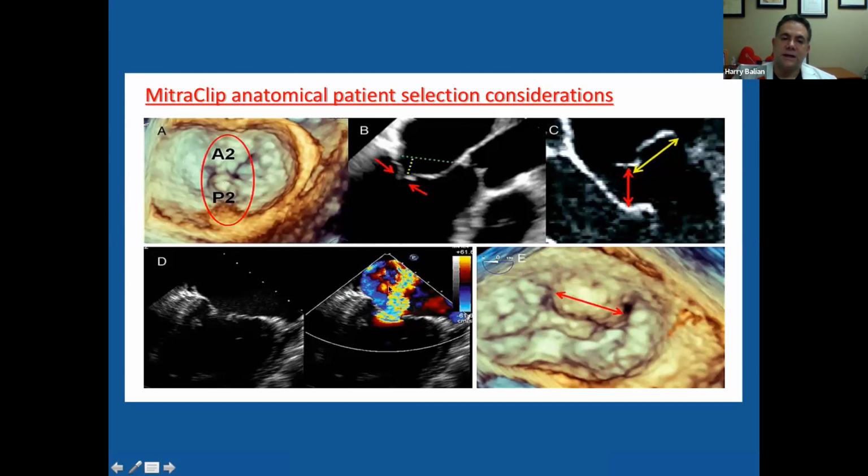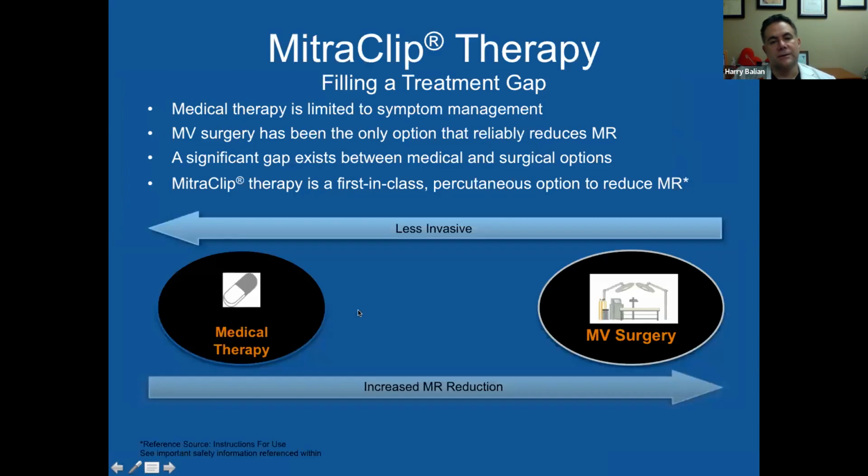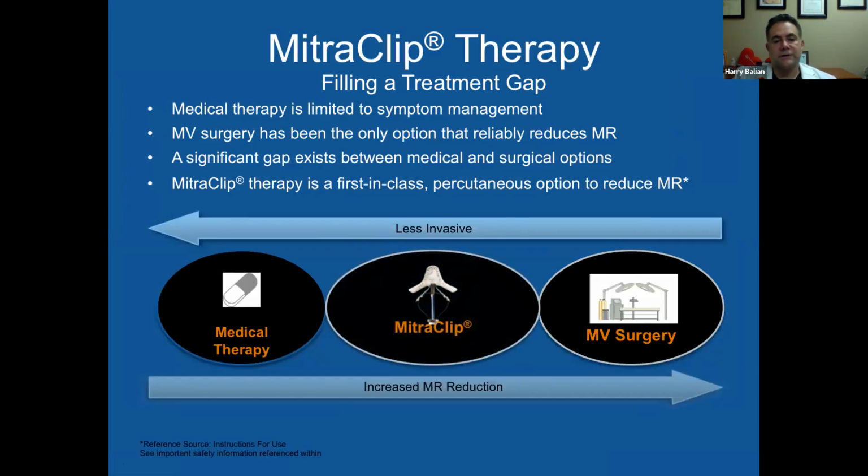And this is basically taking care of the central jet as we're seeing here. So the options are medical therapy such as afterload reduction, ACE inhibitors, ARBs, etc., which is less invasive. Then, to reduce MR, we can do the mitral clip, which actually reduces the mitral regurgitation. Then there's mitral valve surgery, open versus percutaneous, where you can actually replace the mitral valve.